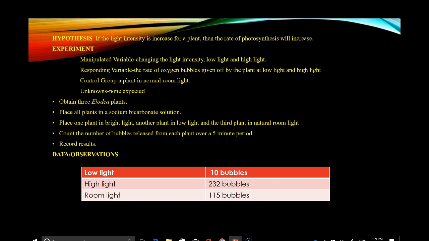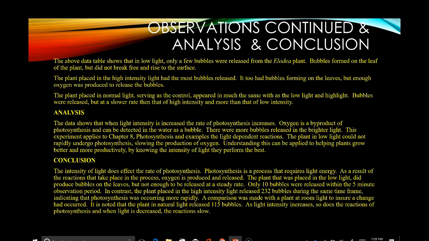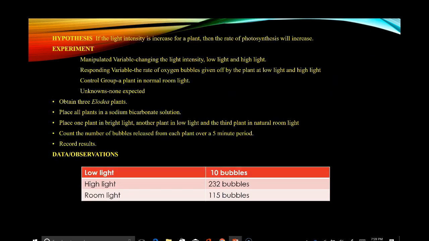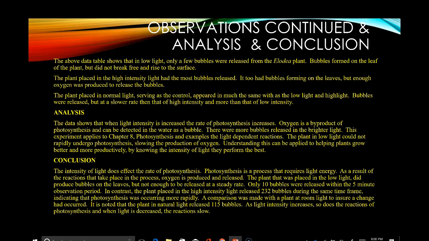They made a data table where you can see how many bubbles were produced in the high light, how many bubbles were produced in the room light. They should also have a data table that would include the other lights, but because of space, I did not do that for this data table. Their observations have an explanation of that data table.